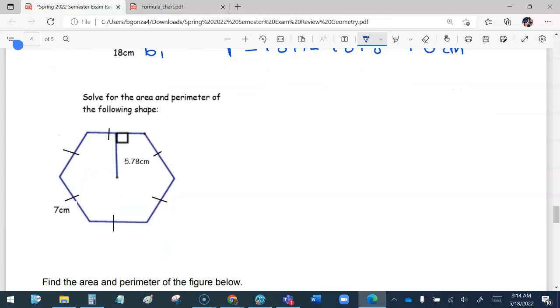All right, solve for the area and perimeter of the following shape. Now, we can do the perimeter pretty easily because all the side lengths are the same. There's 1, 2, 3, 4, 5, 6 sides, and they're all going to be 7. So you could add up 7 plus 7 plus 7 plus 7 plus 7 plus 7, or just do 7 times 6 sides, which is 42 centimeters.